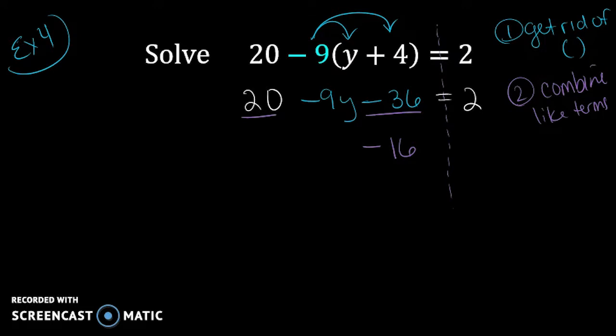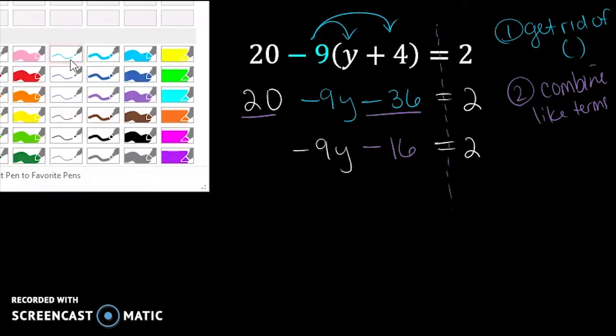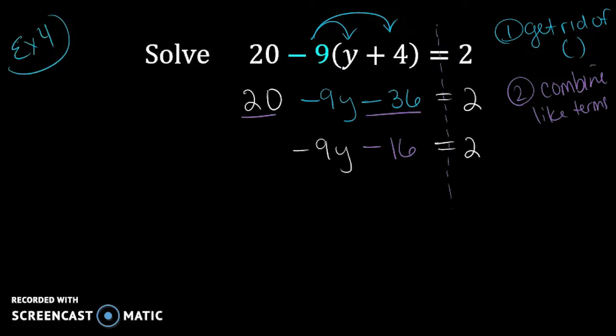And then I will just copy down the rest of my problem. So I have negative 9y minus 16 equals 2. And then I'm just down to a two-step equation. So my next step is just simply to solve my equation.